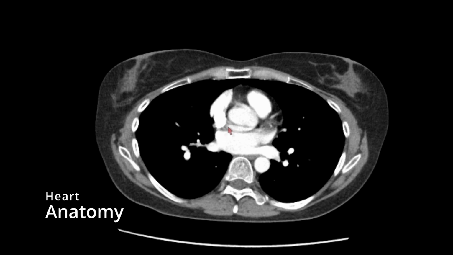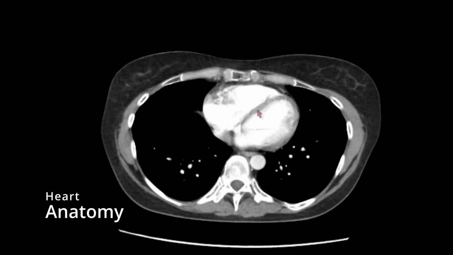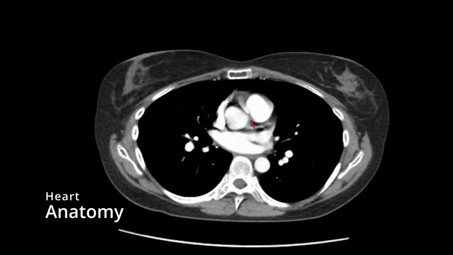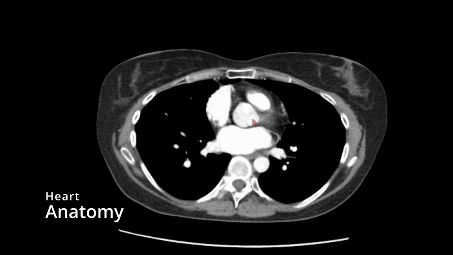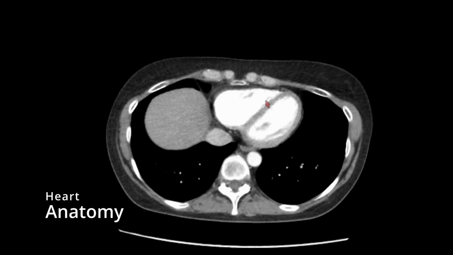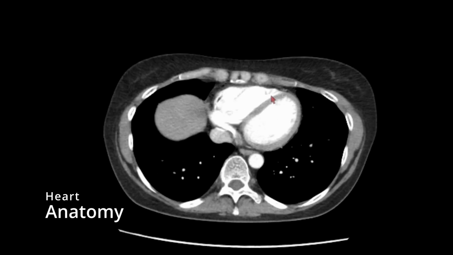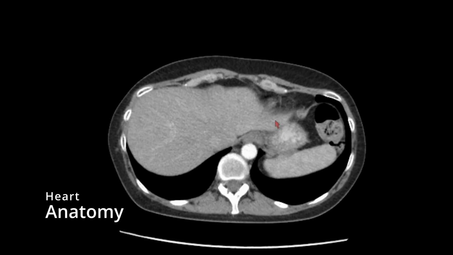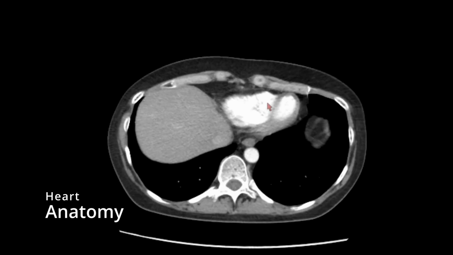Adjacent to the right atrium is the right ventricle, which receives the blood from the right atrium and pumps it up into the pulmonary trunk. Right ventricle is defined by the moderator band. This is a muscular band that originates from the interventricular septum right there and inserts into the right ventricular wall at the margin. It is important to note that the right ventricle is typically thinner as compared to the left ventricle and contains a moderator band.